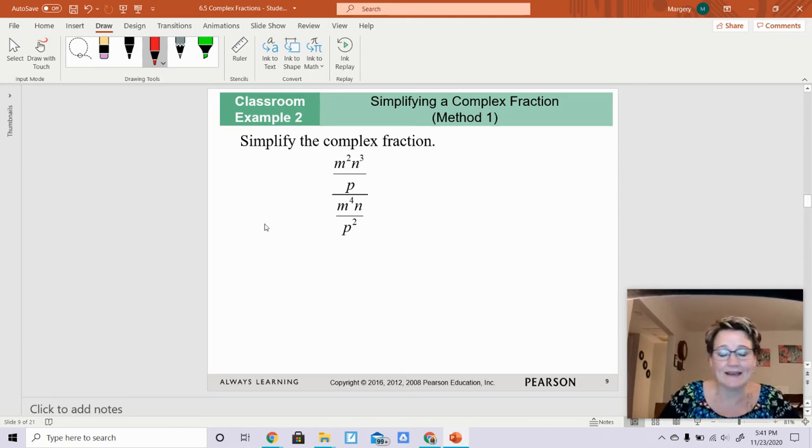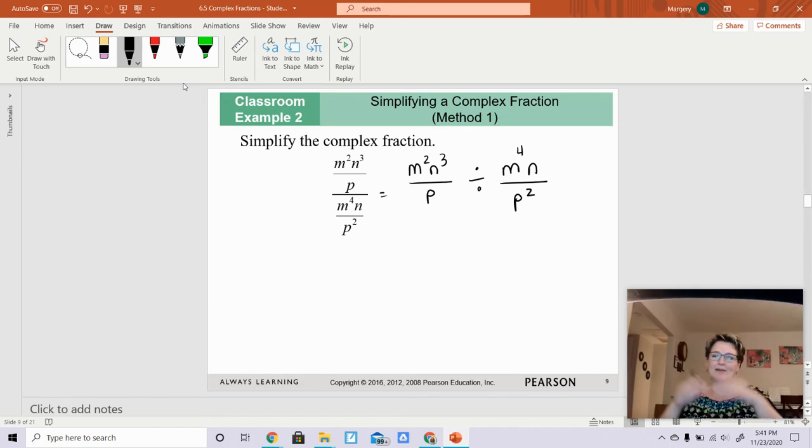On this one, again, it looks really weird. I cannot do this math problem the way it looks. So the way I'm going to write it is, and there's nothing I can do on this one, it's just going to be m squared n to the third over p divided by m to the fourth n all over p squared. So by writing it like this, it just looks better. For me, it looks better.